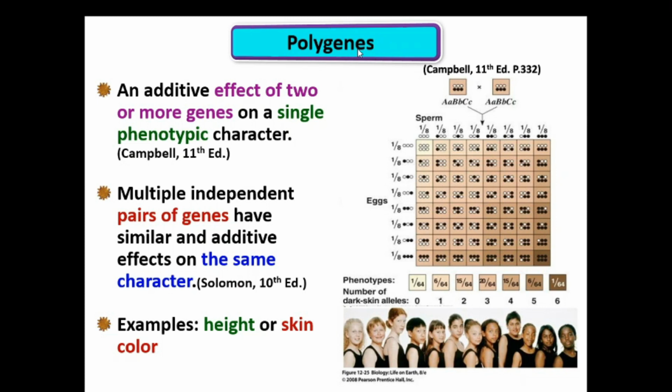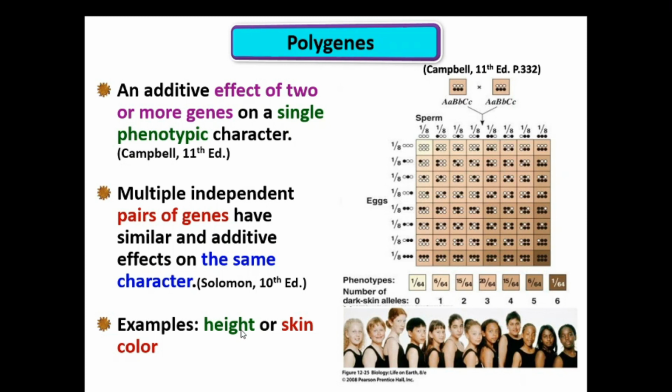Okay, for the next one, the polygenes, the other types of inheritance which deviate from the Mendelian, also known as polygenic inheritance. For the polygenes here, it is an additive effect of two or more genes on a single phenotypic character. In other words, multiple independent pairs of genes have similar and additive effects on the same characteristic. So many genes are controlling a similar character.